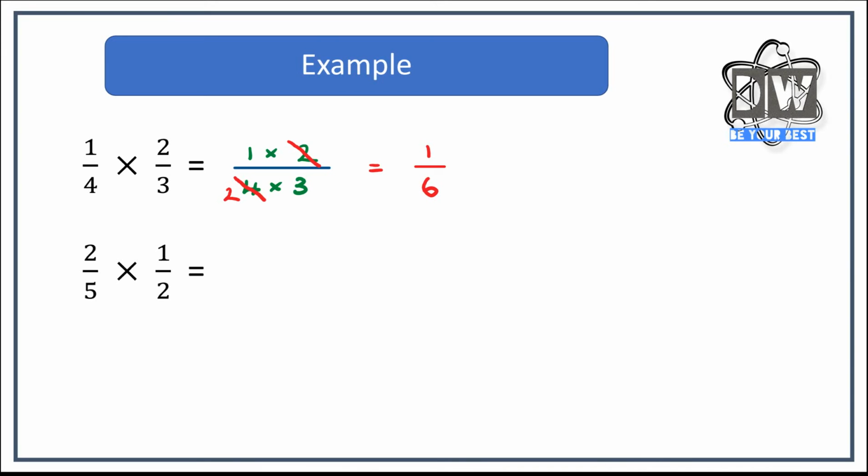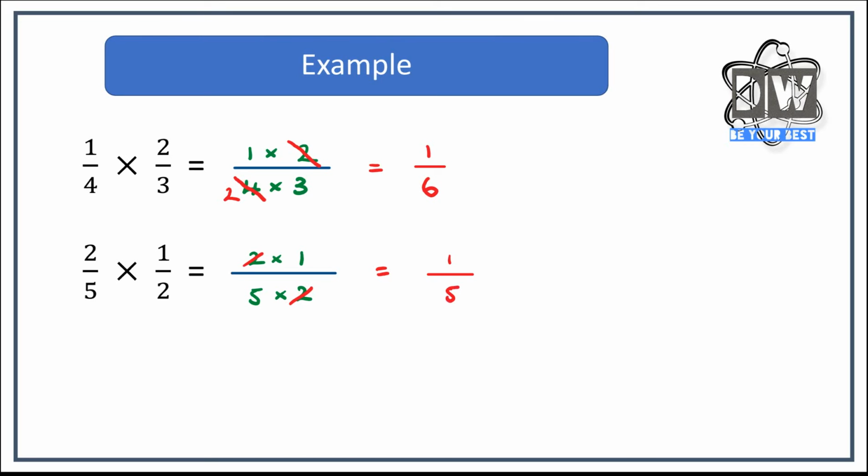The next one, we can see here that this is even a little bit more simplistic. I'm going to have 2 timesing by 1 on the top and 5 timesing by 2 on the bottom. Let's look. We can quite clearly see that the 2's will cancel each other out, won't they? They'll cancel each other out. So we ended up with 1/5 as our fraction.